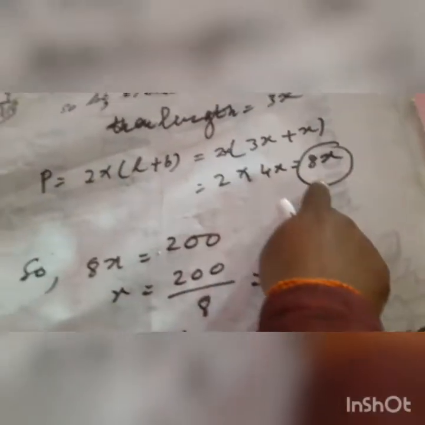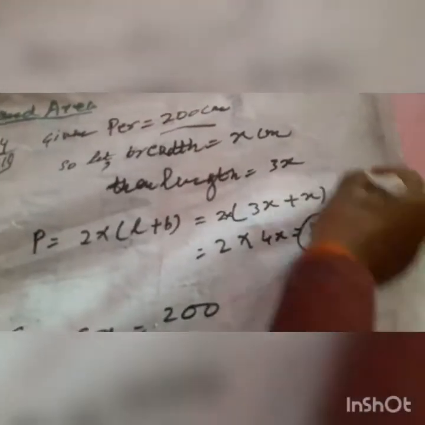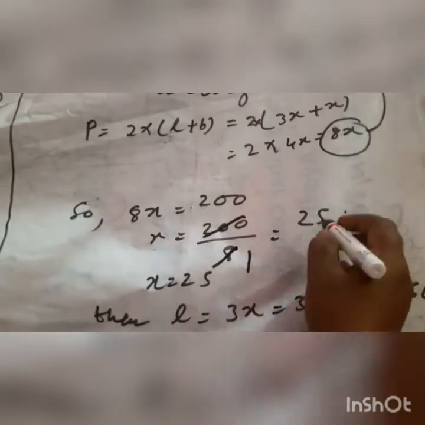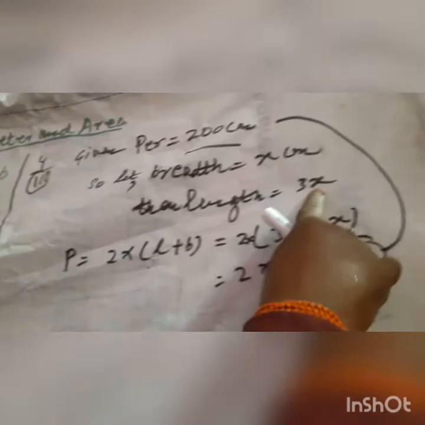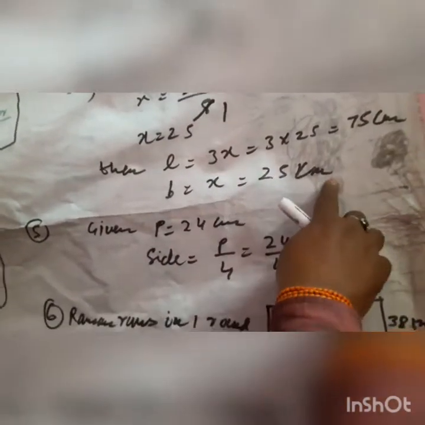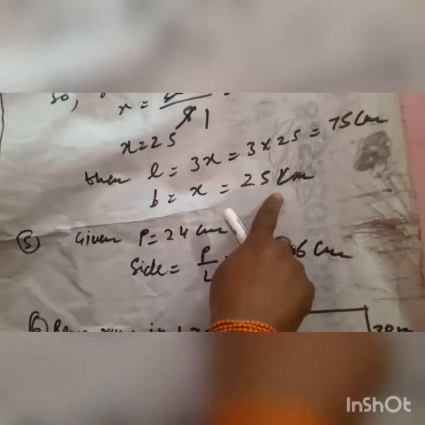This is the perimeter. But given perimeter is 200 centimeter. So both are equal. So 8x is equal to 200. X is equal to 200 upon 8. 8 cut by this, here come 25. The value of x is equal to 25. Now put the value of x in length. Length is 3x, so 3x is equal to 3 into 25 is equal to 75. And breadth is equal to x, so is equal to 25 centimeter. It means length is equal to 75 centimeter and breadth is equal to 25 centimeter.